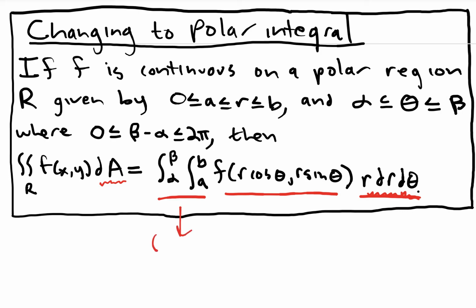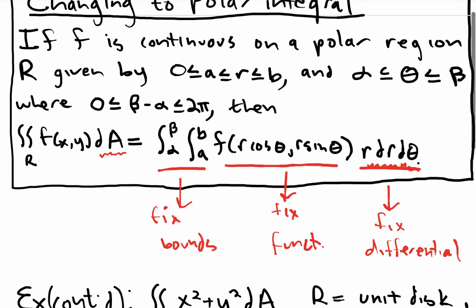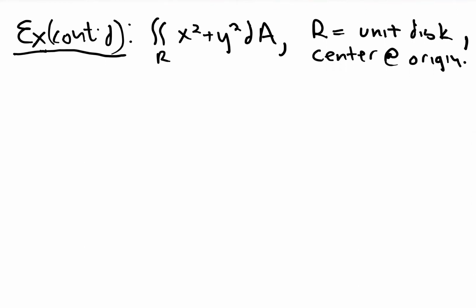So again, I will reiterate, if you're going to change to a polar integral, you have to fix your bounds, you have to fix your function, and you also have to fix your differential. Fix these 3 things, all 3 of them. If you want to see this in practice, I'm going to go ahead and try the example that we saw was really horrible last class. That x squared plus y squared integral, the one with the trig substitution and the trig integrals and all the identities, and it took like 2 pages to do, because we were working on the unit disk centered at the origin.